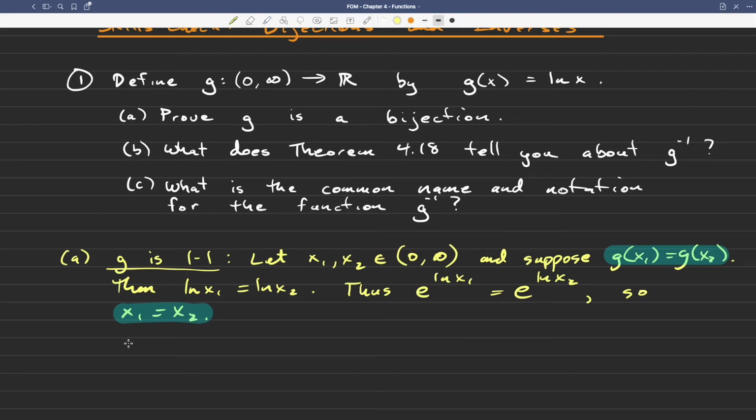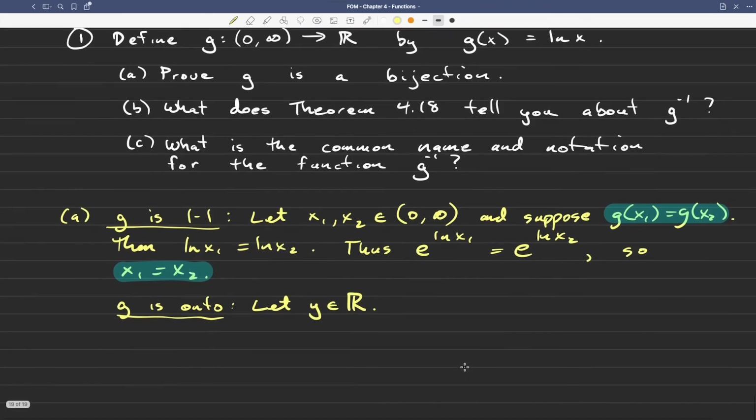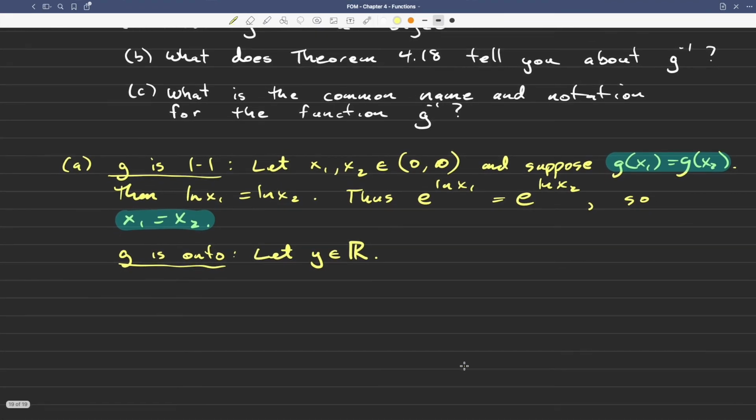That's one-to-one. And then to do g is onto. Now here we have to show that the range of g, we need to show that R, the codomain up here, is contained in the range of g. So start by taking an arbitrary number, let's call it y, in the reals, and I want to show that I can produce y as an output of some input. So I have to find an input that I can plug into the natural log and I get back y.